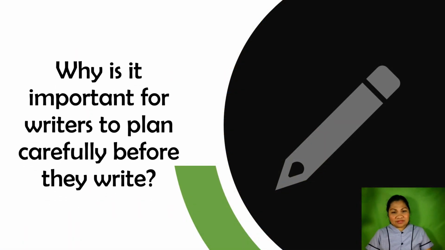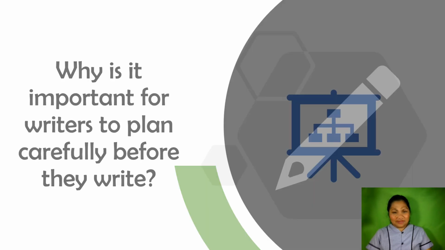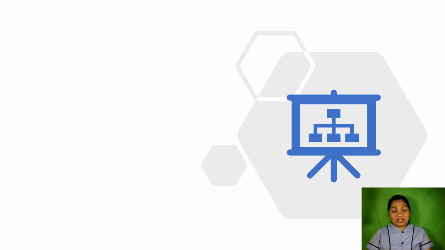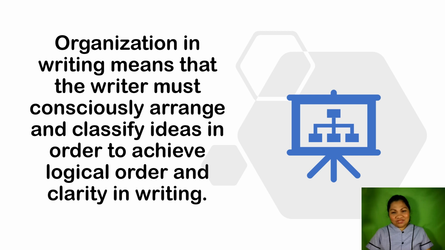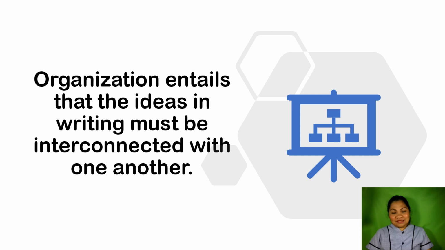Why is it important for writers to plan carefully before they write? The first property, organization. What is organization? Organization in writing means that the writer must consciously arrange and classify ideas in order to achieve logical order and clarity in writing. Also, organization entails that the ideas in writing must be interconnected with one another.